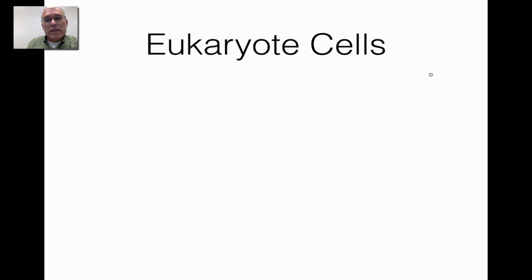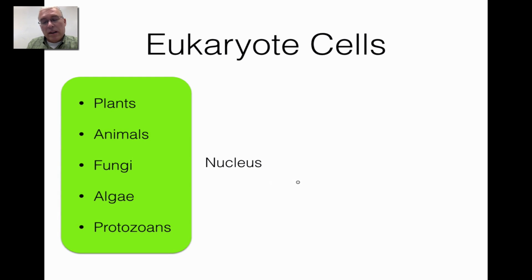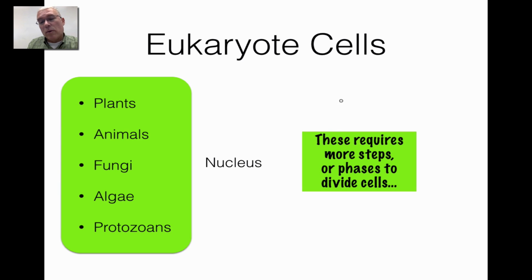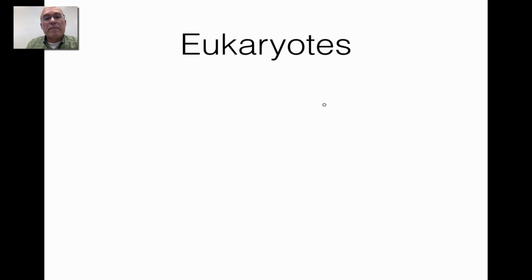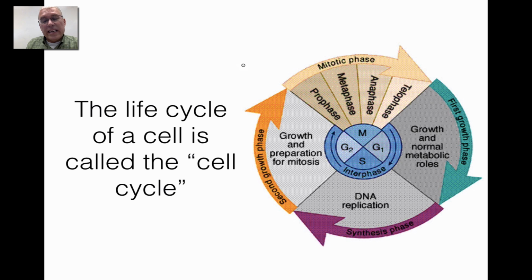Now, eukaryote cells are more complicated. Eukaryote cells, such as plants, animals, fungi, algae, and protozoans, their cells possess nuclei. And because they have a nucleus plus cytoplasm, they have to go through some extra steps or phases to divide their cells. A little bit more complicated because of their cell structure. Now, eukaryotes divide their nucleus first, and then they divide everything else, their cytoplasm, which includes all their organelles. They do this in a life cycle known as the cell cycle. And it's called a cell cycle because it moves in a circle.